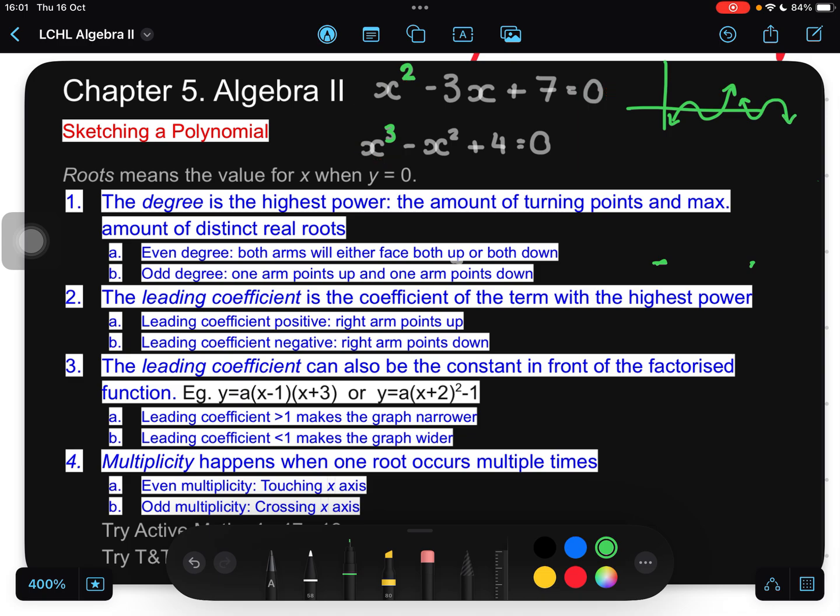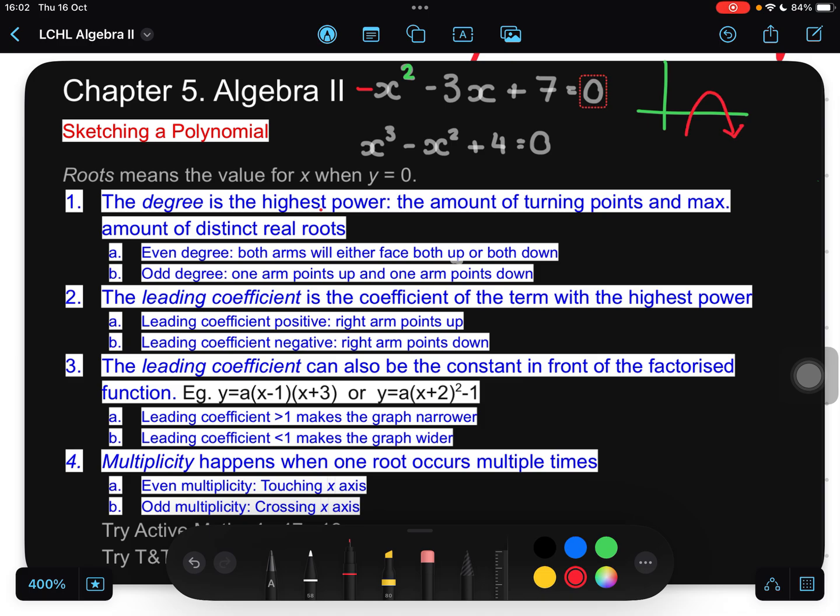The same way with our quadratic, if it had a positive leading coefficient, a plus at the start, then the right arm had to finish by facing upwards. It was just the fact that it was even that meant the other one is also upwards. So the leading coefficient being positive tells me about the right arm. If the leading coefficient was negative instead, then the right arm would have to face downwards.